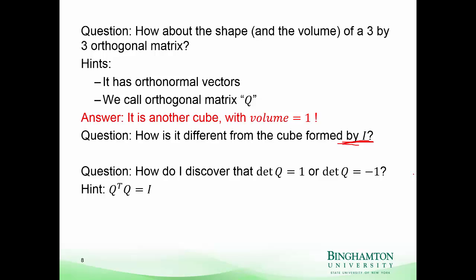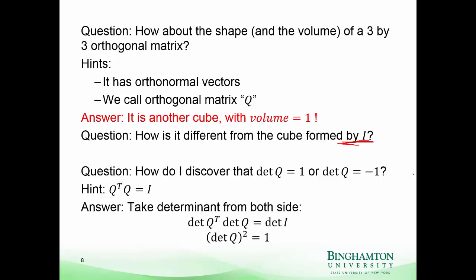Well, here's the hint. We start with the fact that they're orthonormal column vectors, and any orthogonal matrix has the property that its inverse is its transpose. And so Q transpose times Q is equal to I. Now that's the trick that we need.